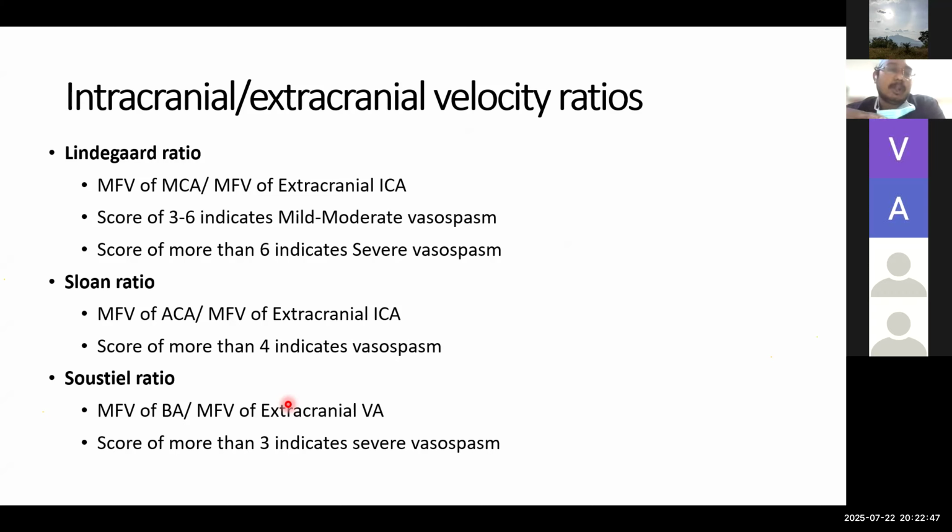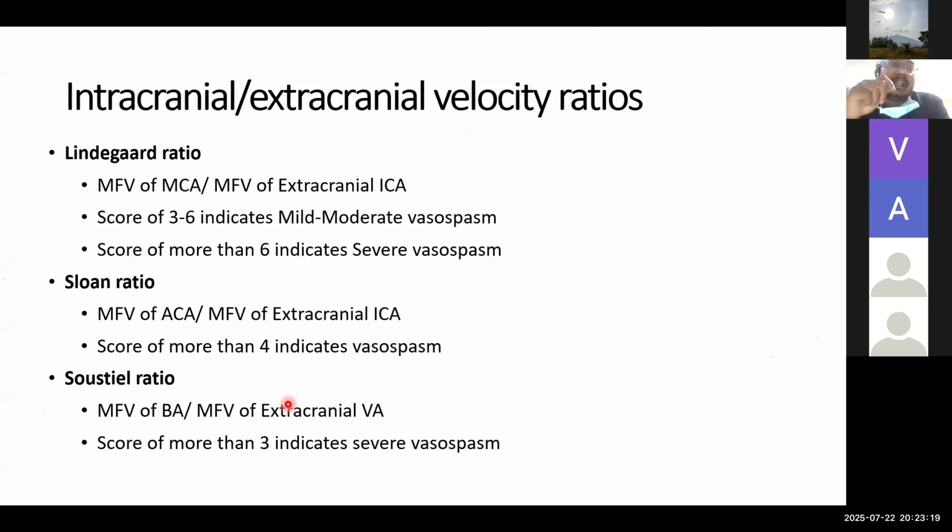Now, for the anterior cerebral artery, what you do is, again, you get a transtemporal window, insonate the anterior cerebral artery, A1, or wherever the vasospasm is, A1, A2. You pick up the mean flow velocities of the anterior cerebral artery. Then again, you do the same submandibular window, pick up the extracranial portion of the internal carotid artery. You divide them. A score of more than 4 indicates vasospasm.